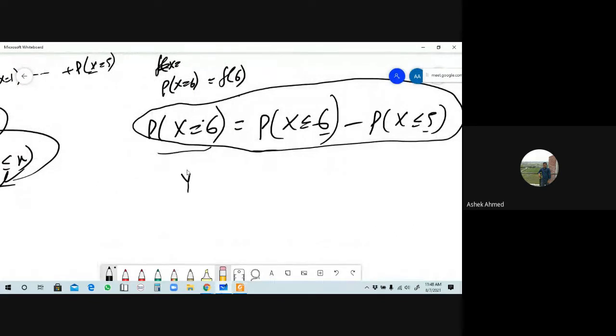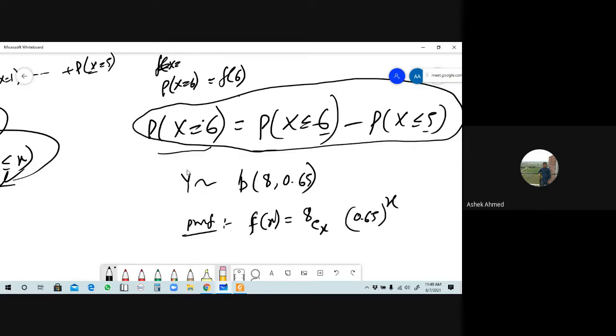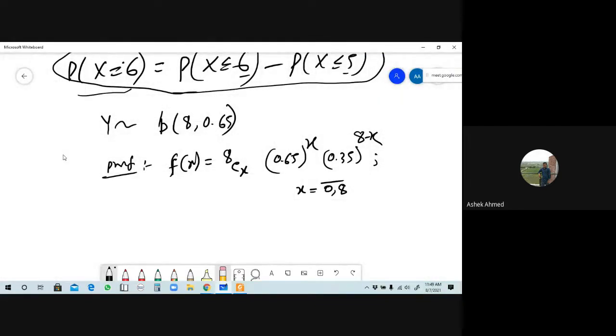Okay, that is given. Now the PMF of this will be f of x equals 8 choose x, that means 8Cx, times p, which is 0.65, to the power x, and 1 minus 0.65, that is 0.35, to the power 8 minus x, where the values of x are 0 up to 8 here. This is the PMF of this distribution.